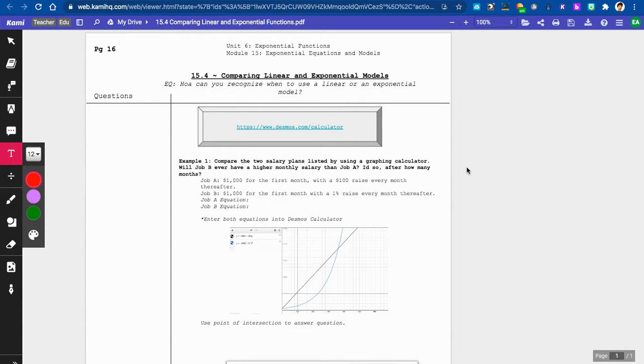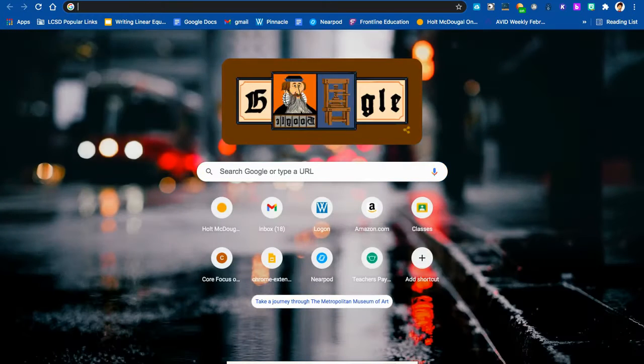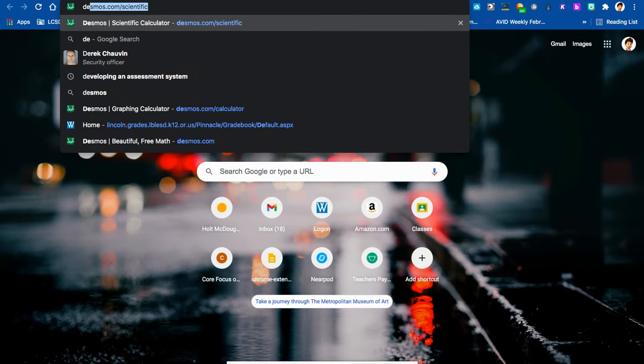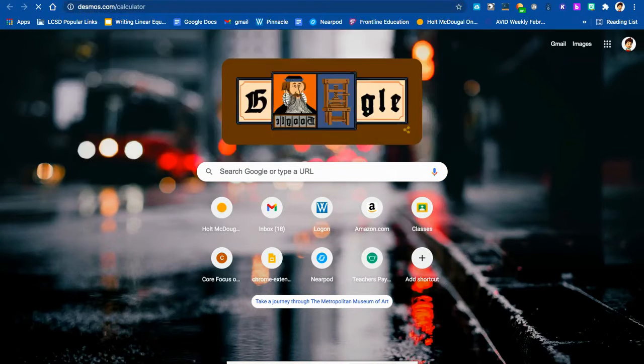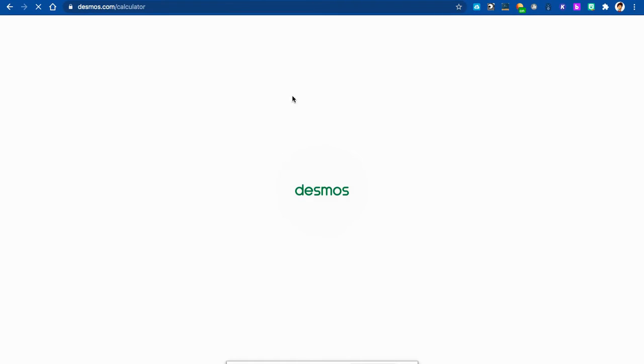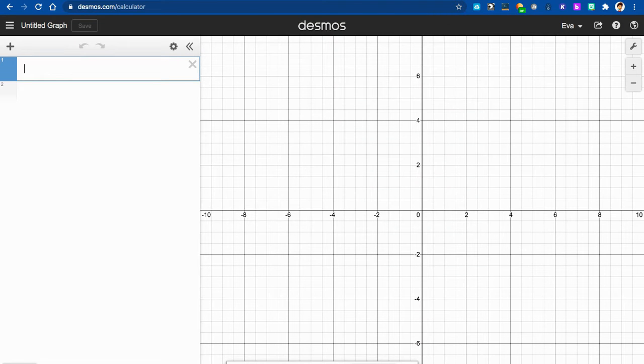So the one tool that you do need to really use is the Desmos graphing calculator, which you guys are already fluent with. And so I'm just going to go ahead and pull that up because I know it's going to come up. So Desmos graphing calculator. All right, so now it is ready for me when I get to that point.